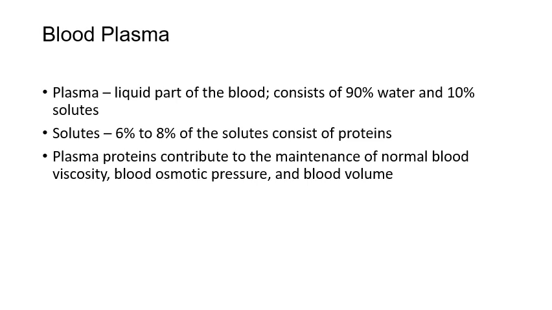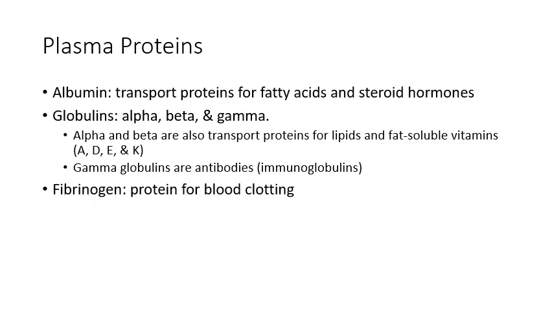So the plasma proteins are going to be really important for things like maintaining blood viscosity. So that means like the thickness of the blood, so it's not too thin, not too thick, as well as the blood pressure and blood volume. All right, so here's what these plasma proteins are.